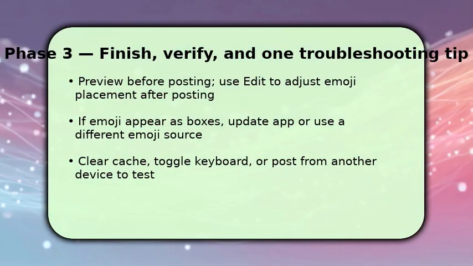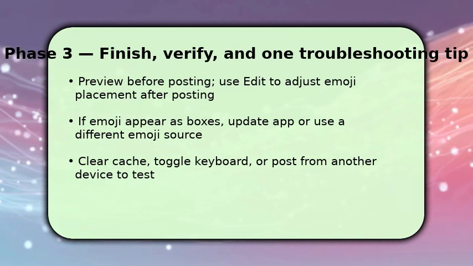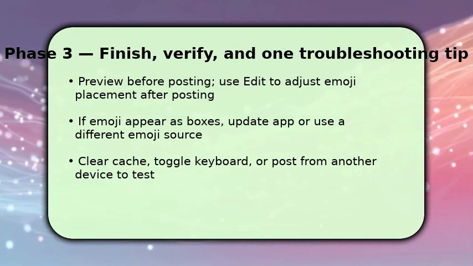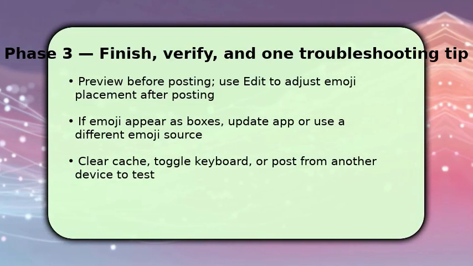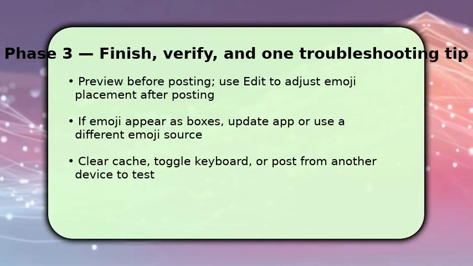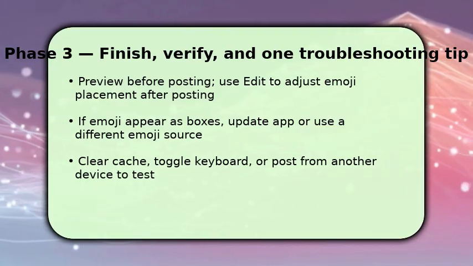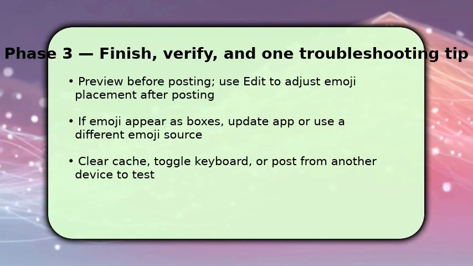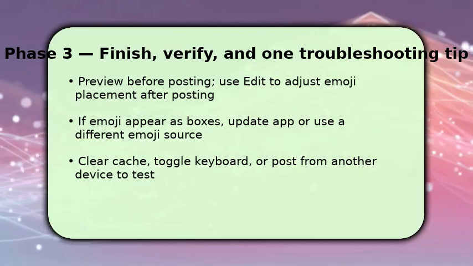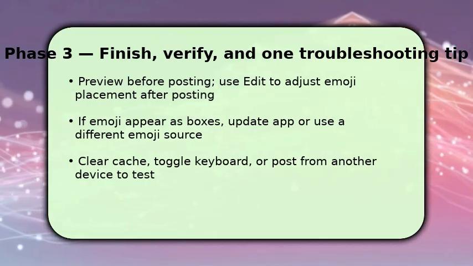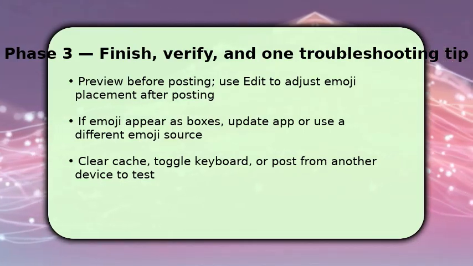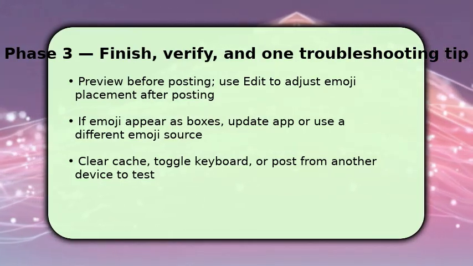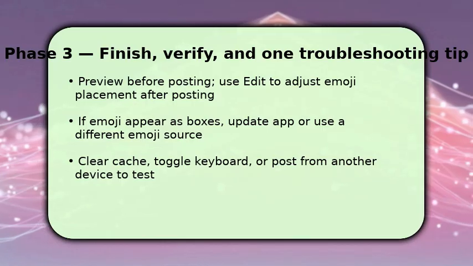Finish by previewing your post. Look for spacing, tone, and accessibility. Tap Post. If something feels off, use Edit to move or remove emojis. Edits update instantly. If emojis show as empty boxes, that means your device or the viewer's device lacks that Unicode. Update the Facebook app or OS, or use a more common emoji. As a quick troubleshooting tip, copy the emoji into a note app to confirm your keyboard supports it, then repost if necessary.